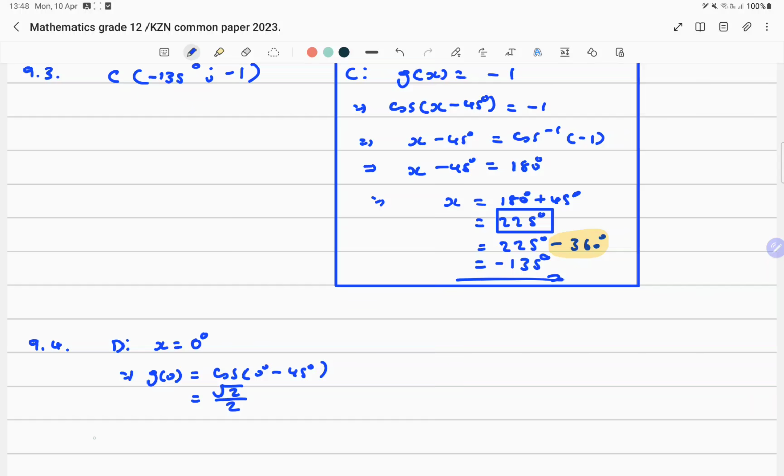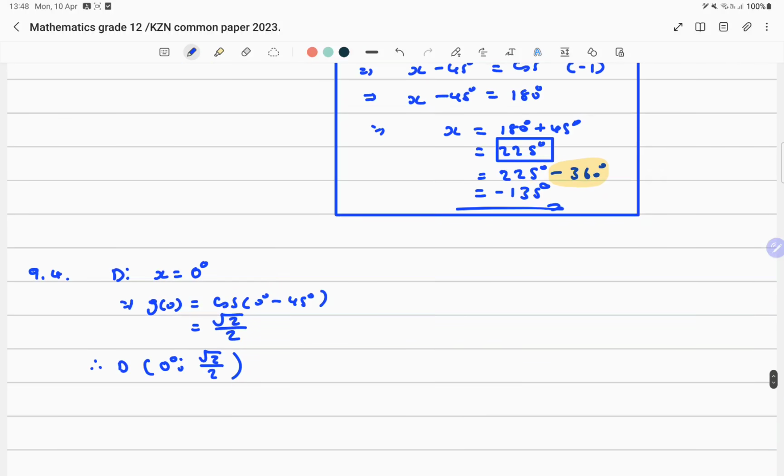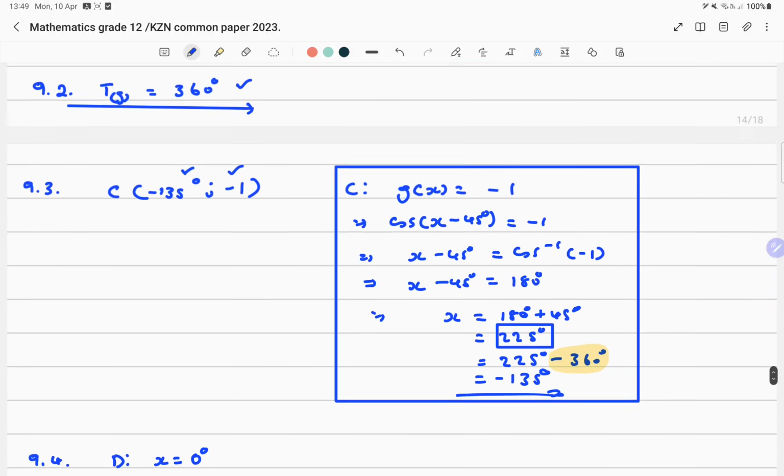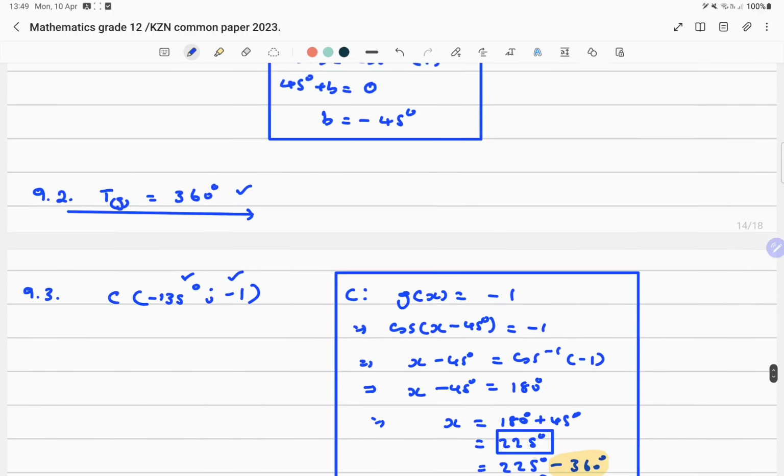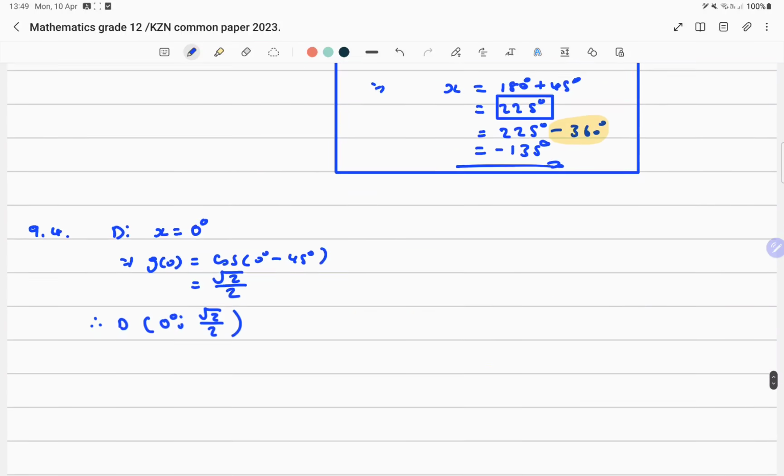So you can say therefore D is 0 degrees, root 2 over 2. This is a rationalized denominator. It's basically 1 over root 2. Anyway, that's fine. Not a big deal. We are sorted. So do you see, you can do some nice calculations for others, but others can really horrify you.